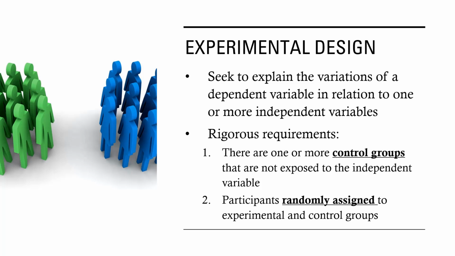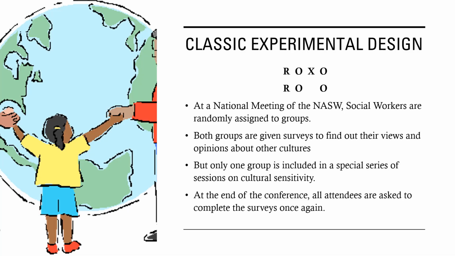Now, each of the design types that we've been talking about to this point are good, but they're not ideal. Most of these designs have fallen under the categories of pre-experimental designs and quasi-experimental designs, but they're not as strong as true experimental designs. Now, experimental designs are unique in that they utilize control groups, and the samples that are included in these studies are randomly assigned to either the experimental or the control group. Now, the most common type of experimental design is known as the classic experimental design.